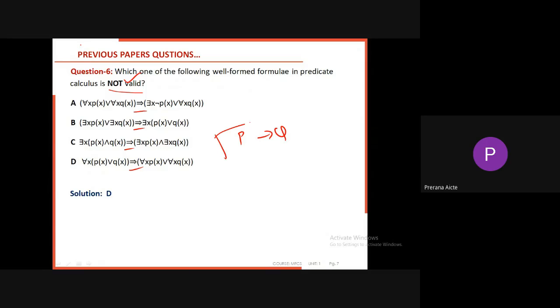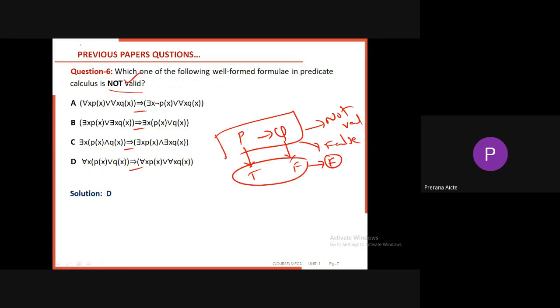Suppose it is not valid. What is the meaning of this? It is false. When p implies q is false, if you check the truth table, only when p is true and q is false will we get false. In all other cases we get true. Now from these formulas you have to check which one is true and which one is false. Then we come to know which becomes the answer.